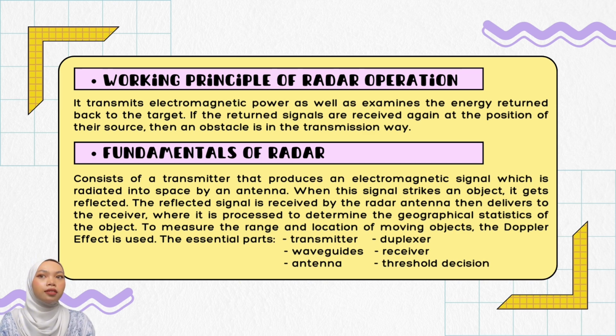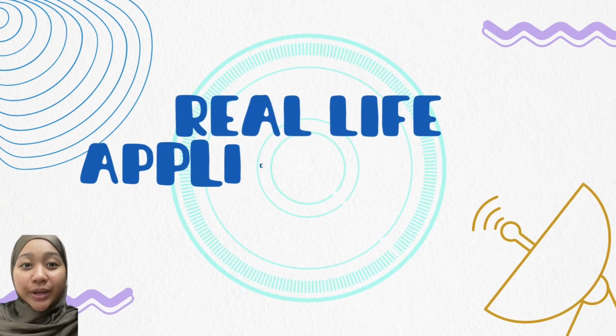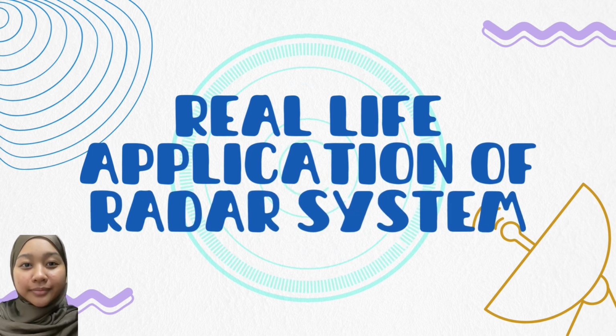The reflected signal is received by the radar antenna, then delivered to the receiver, where it is processed to determine the geographical statistic of the object. To measure the range and location of moving objects, the Doppler effect is used. Now, we are going to see the real-life application of radar system.